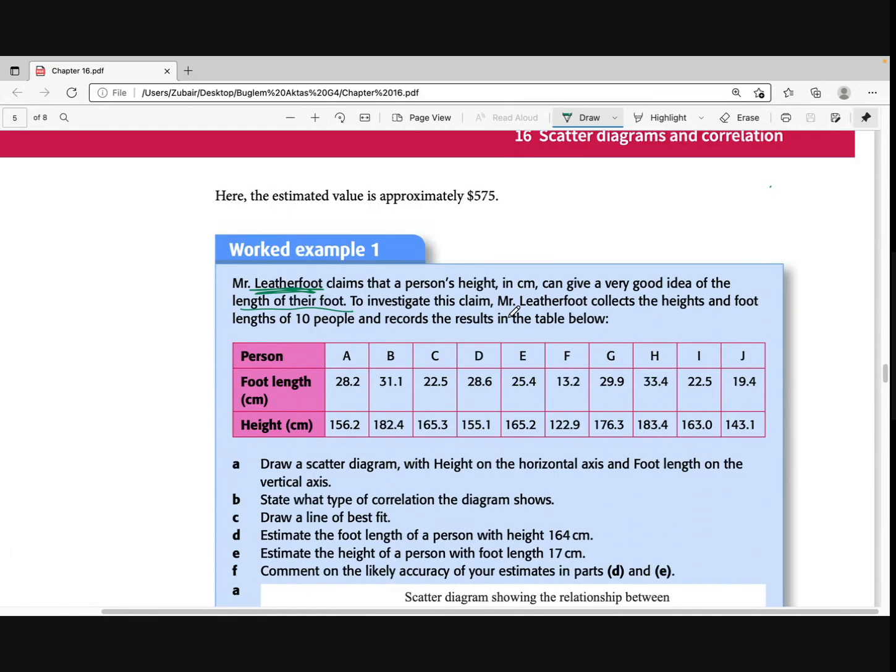No, no, no. Okay. To investigate this claim, Mr. Leatherfoot collects the height and foot length of 10 people and records the results in the table below. So foot length given, height given. Draw a scatter diagram with the height on the horizontal axis, because his claim was that height would give you the length of foot. So this is the x-axis and foot length on the y-axis.